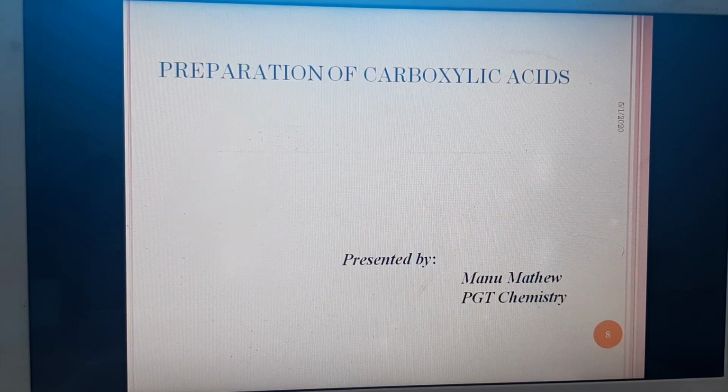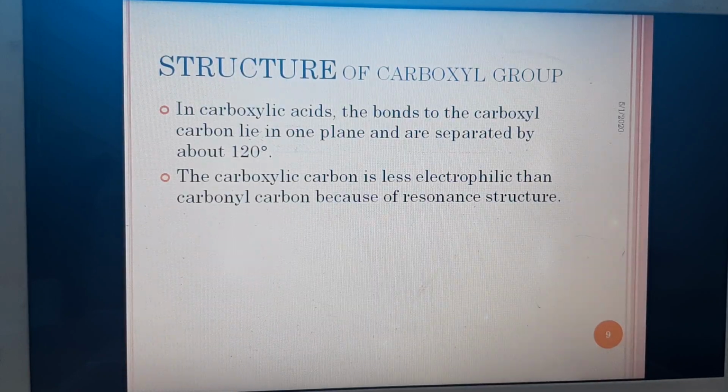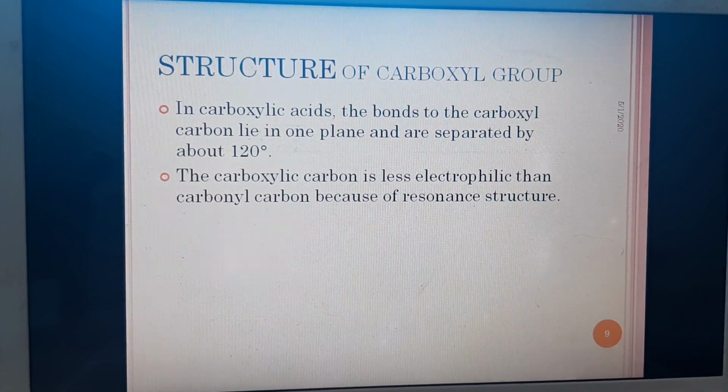Today we are going to discuss the topic preparation of carboxylic acids. Before discussing preparation of carboxylic acid, we discuss the structure of the carboxylic group, that is the COOH group.